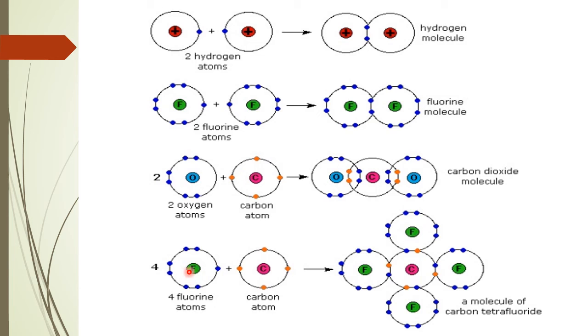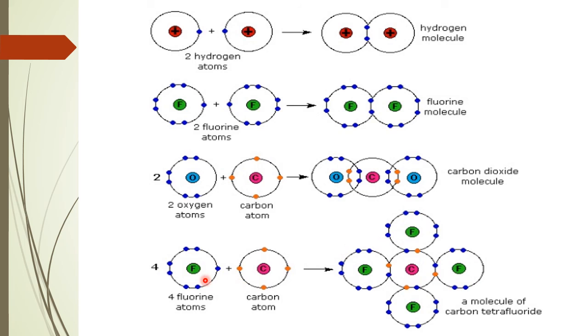Now you have fluorine. How many fluorine atoms? There are 4 fluorine atoms here, and 1 carbon atom. It shares 1 electron here, 1 electron here, and 1 electron here, 1 electron here. So fluorine has now 2, 4, 6, 8. Here also it has got 8.